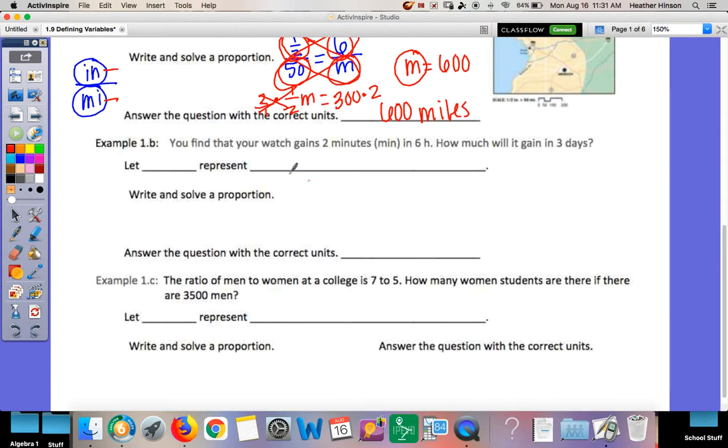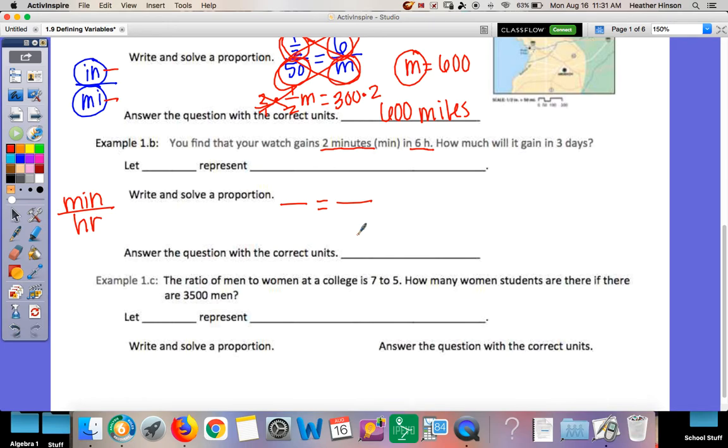Okay, so example B, 1B. You find that your watch gains 2 minutes in 6 hours. How much will it gain in 3 days? So they're giving us our units. We have 2 minutes and 6 hours. I'm just going to go in order, put minutes on top and hours on the bottom. If you want to put hours on top, that works as well. Just make sure you keep it consistent on both sides of your equation.